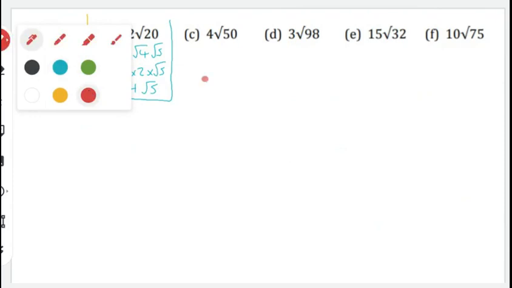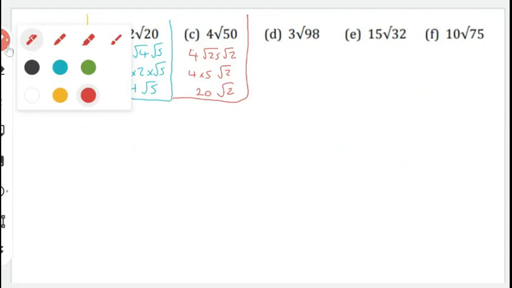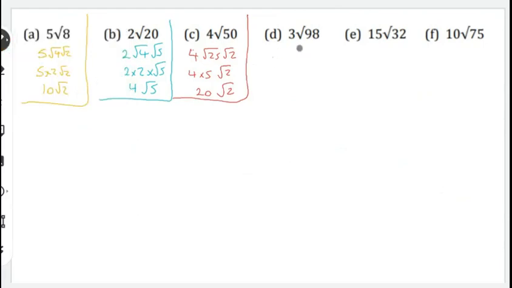For the next one, I got 20 times square root of 2. Okay, so that gives us 4 times square root 25 times square root 2. 4 times 5 times square root 2. So that's 20 times square root 2. For the next one, I got 21 times square root of 2. Yes, because that's 3 times square root 49 times square root 2, which is 3 times 7 times square root 2, which is 21 square root 2.